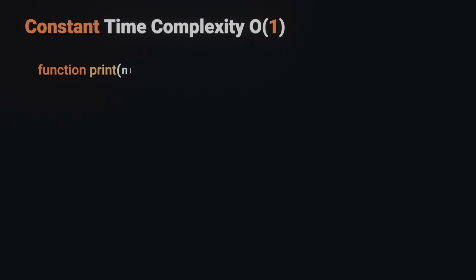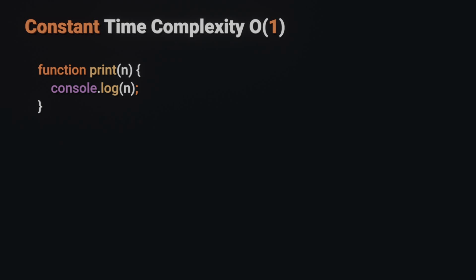Constant time complexity is represented as O of 1. And what it means is that an algorithm will take the same amount of time to execute, regardless of the dataset. Here's a simple example. With this function, it doesn't matter if we increase or decrease the value of n. It will always take the same amount of time to execute. To be clear, we don't know how much time this function will require to execute. All we know is that it won't change if we were to increase the dataset.